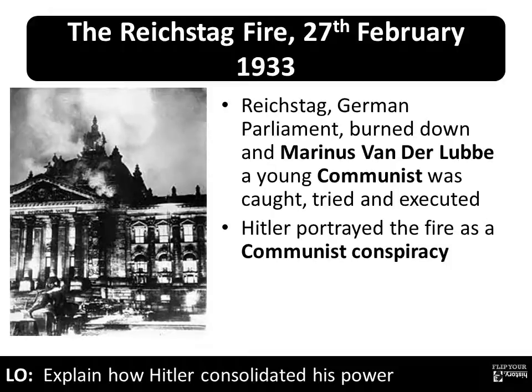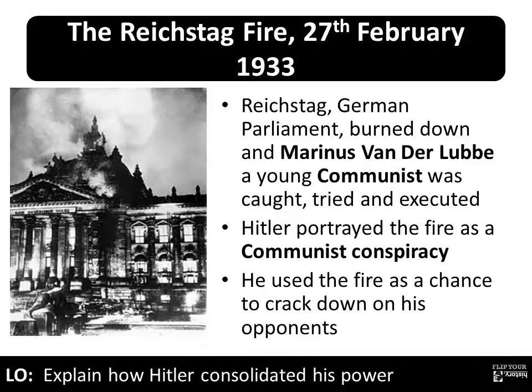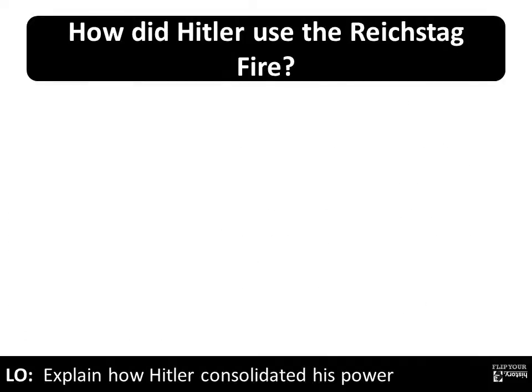Hitler portrayed the fire as a communist conspiracy and argued that van der Lubbe had not been acting on his own, but was acting on behalf of the Communist Party, and this was in fact a terrorist act. He then used the fire as a chance to crack down on his opponents and a chance for himself to seize more power. So how did Hitler use the Reichstag fire?